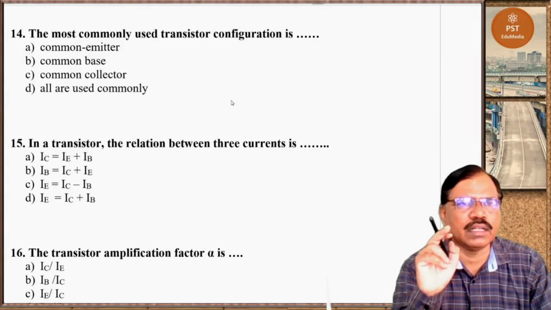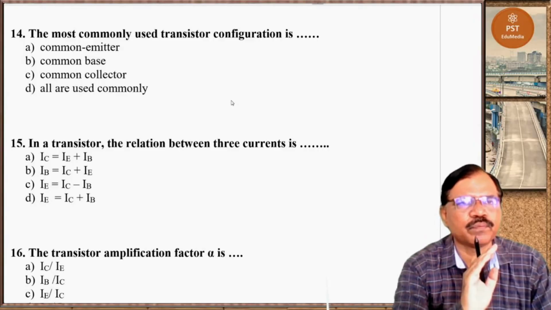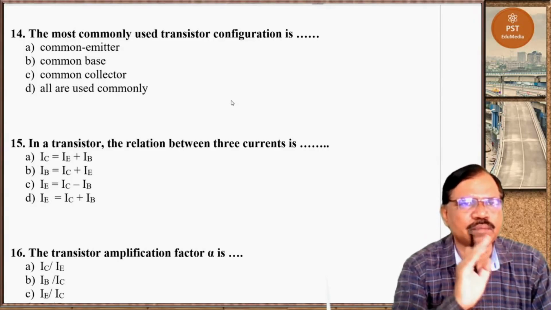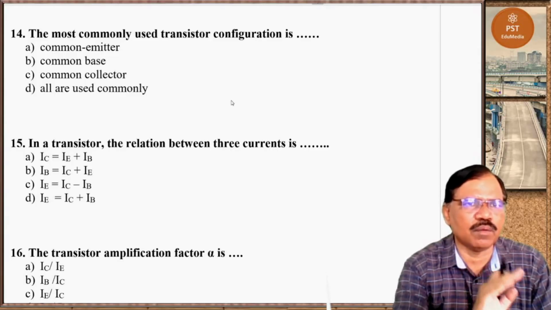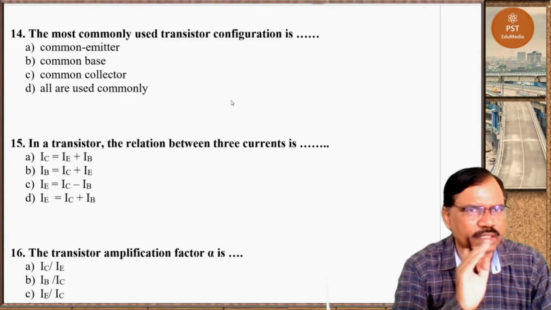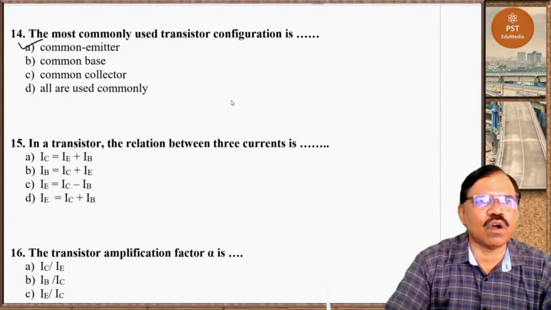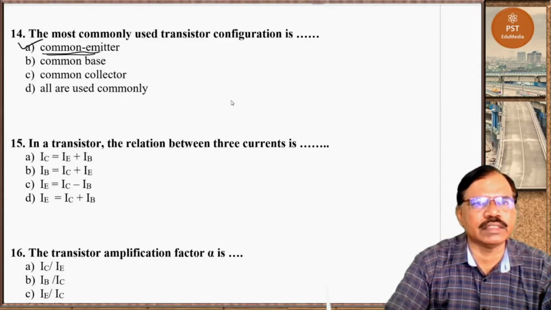The most commonly used transistor configuration is, there are three configurations. Common emitter, means emitter is common between input and output. Base is common between input and output. Collector is common between input and output. These are three configurations. Out of that, most commonly used is common emitter configuration.